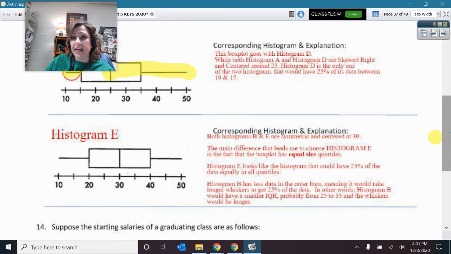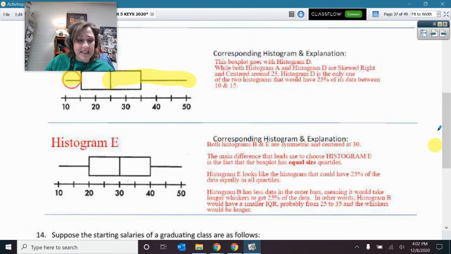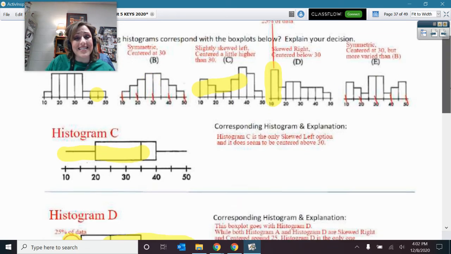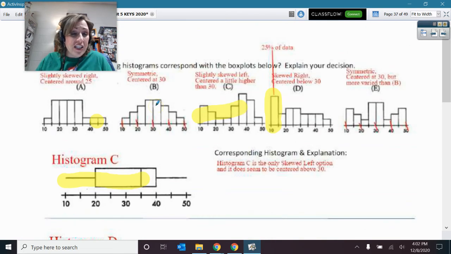All right, E is symmetric. While B and E are both symmetric, see all these here? These have equal widths on their quartiles. Honestly, I think this B is going to be smaller in the middle, and not quite as equally spaced out. Histogram E looks like it could have 25% of the data equally in all those quartiles, but B has definitely less data in those outer bars. So it would have longer whiskers. It has more data closely clustered in the center. This 50% is going to go from 25 to 35.